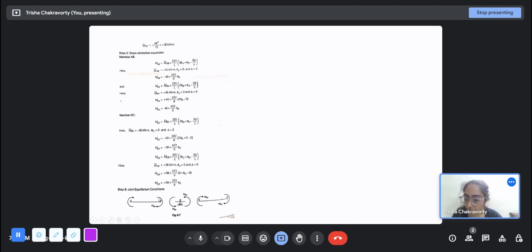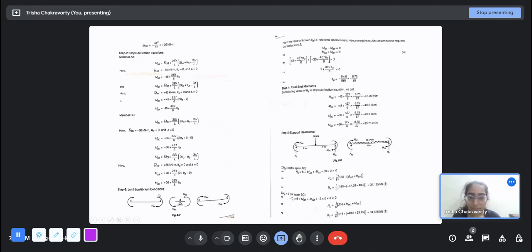So joint equilibrium condition, what do we do? We have unknown theta B, that is rotational displacement. Hence one joint equilibrium condition is required because we have one unknown. So at joint B we impose a joint equilibrium equation that there can be no net moment, since we know that at a roller support there is no moment given by the roller support. MBA and MBC have to add up to 0. That is our joint equilibrium equation. So MBA plus MBC is 0.